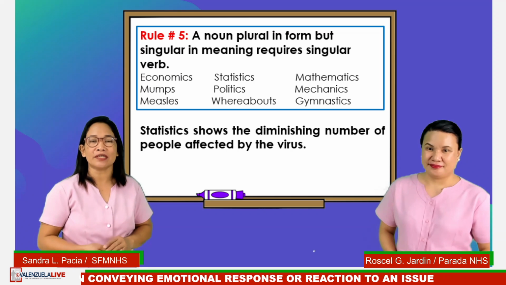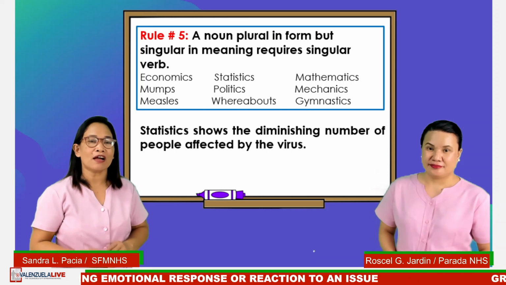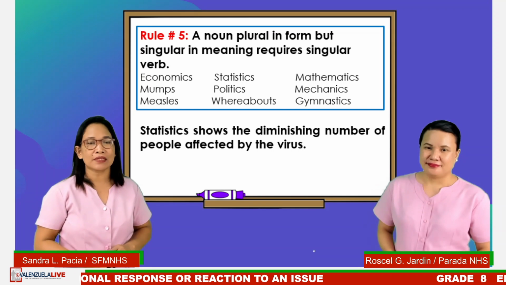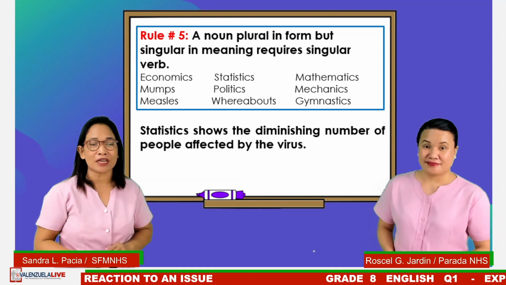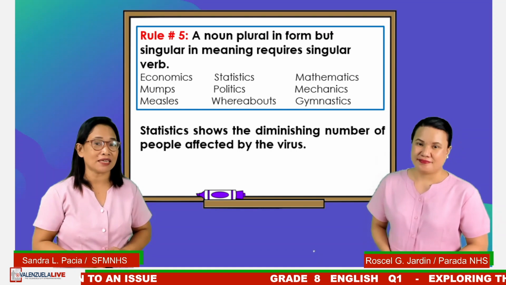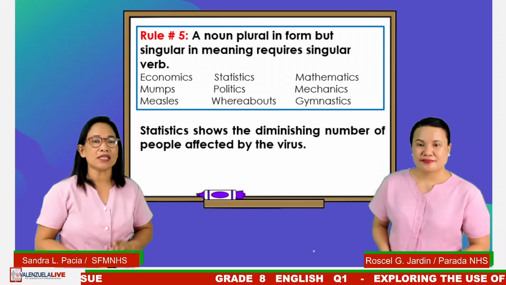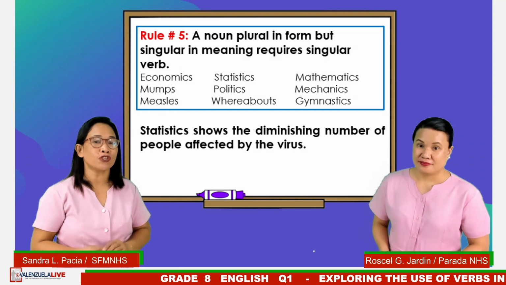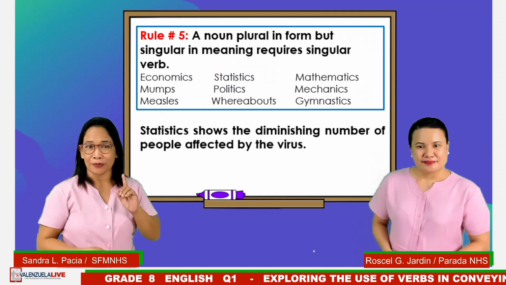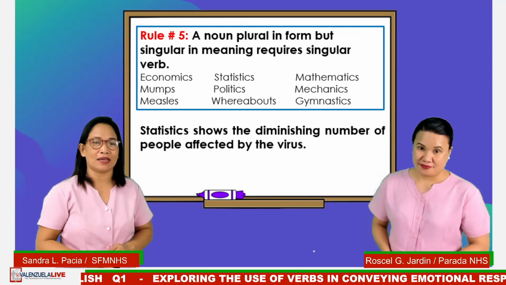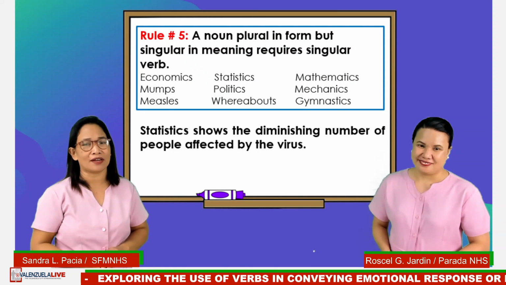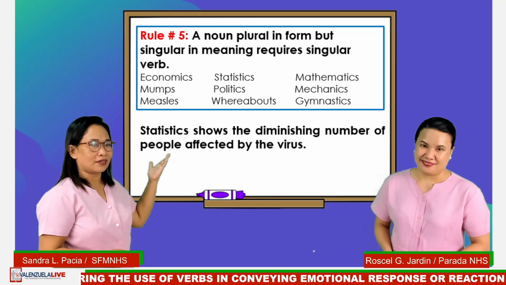Statistics show the diminishing number of people affected by the virus. The subject here is statistics, which is plural in form but singular in meaning. So, we need a singular verb, which is shows. Remember, not all words that end in S are plural. Some are considered singular, like the ones we have here.